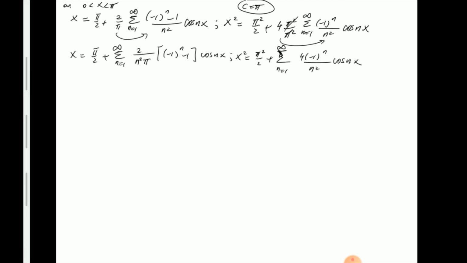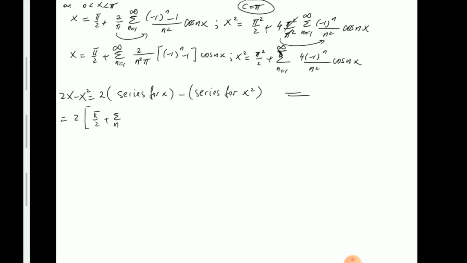All right, so finally, when I combine these, 2x minus x squared is 2 times the series for x, minus the quantity, the series for x squared. I get 2 times pi over 2, the summation from 1 to infinity, 2 over n squared pi times minus 1 to the n minus 1 cosine of nx, and then minus the quantity, the other series.